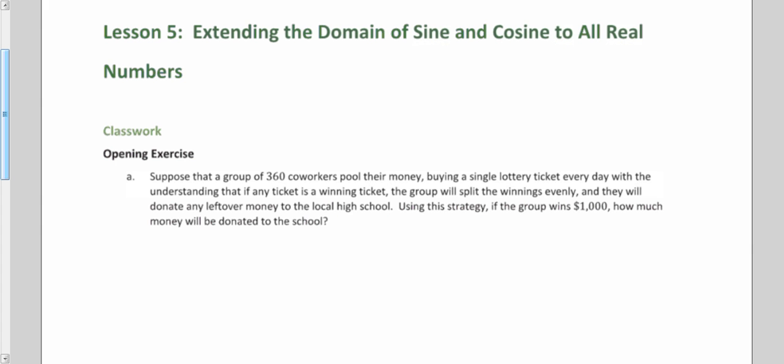suppose that a group of 360 coworkers pool their money by buying a single lottery ticket every day, with the understanding that if any ticket is a winning ticket, the group will split the winnings evenly.